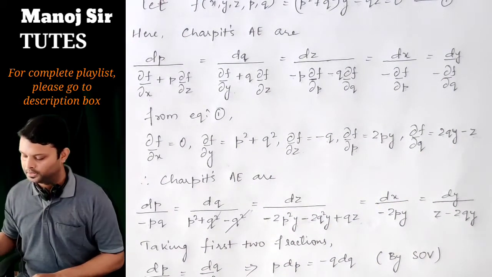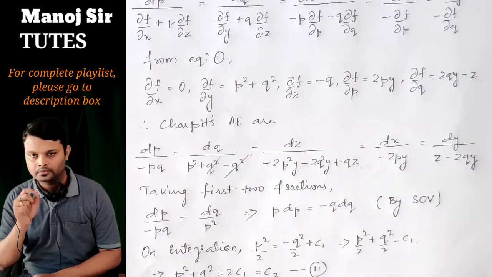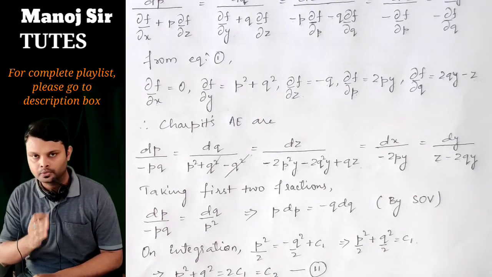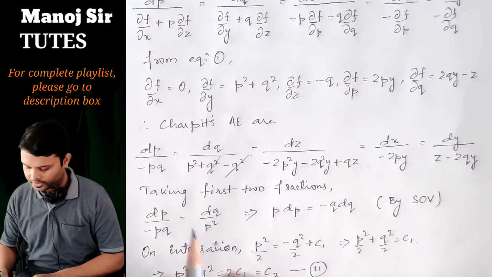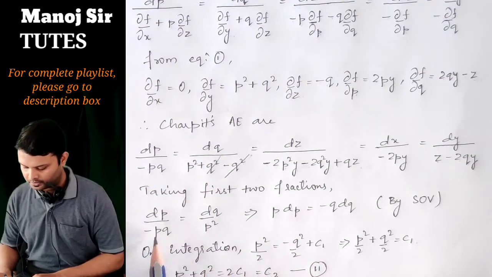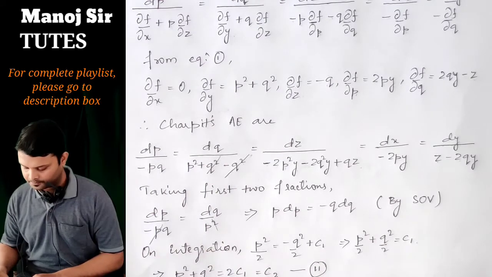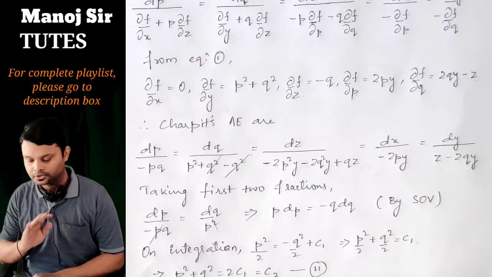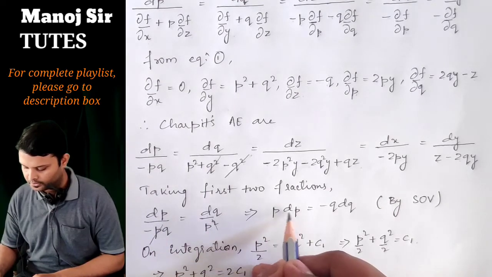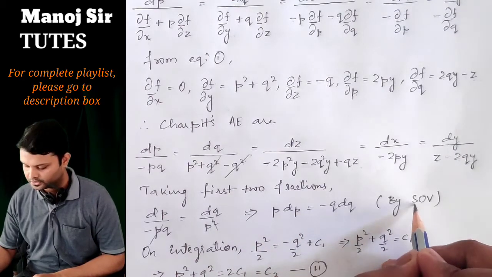Okay, now, what is the basic idea while solving this problem? It is to get the value of z in terms of x and y. Okay, x, y, z. It means we need to remove p and q. So we'll take first two fractions. If you take first two fractions, then you will get dp upon minus pq equals to dq upon p square. Okay, here p gets cancelled. Now apply separation of variables. So p will be here, this q will be here with negative sign. So p dp equals to minus of q into dq. Okay, simply that by separation of variables.